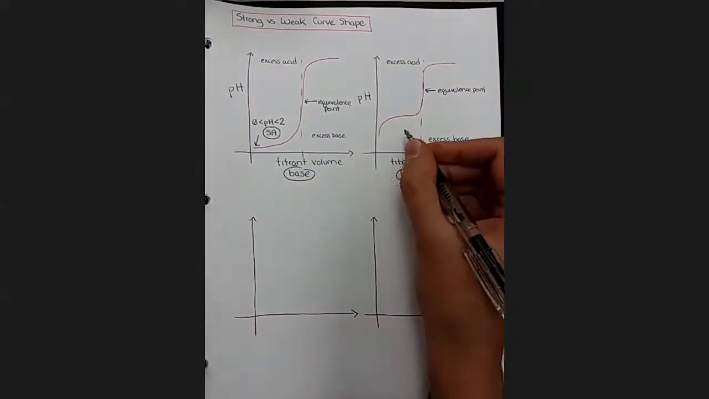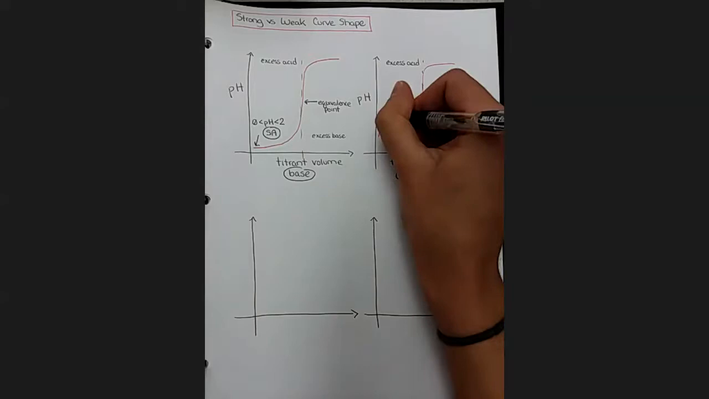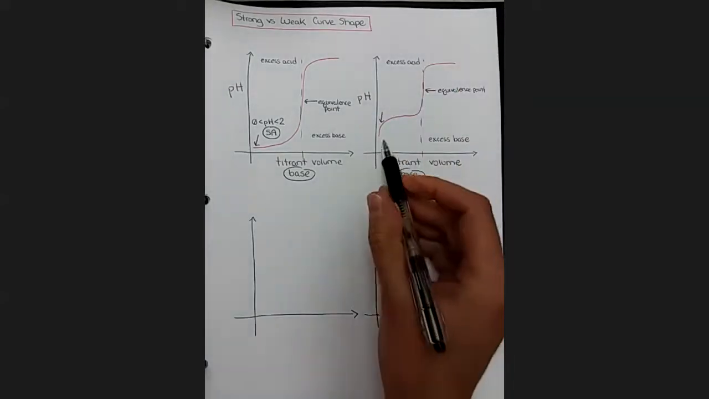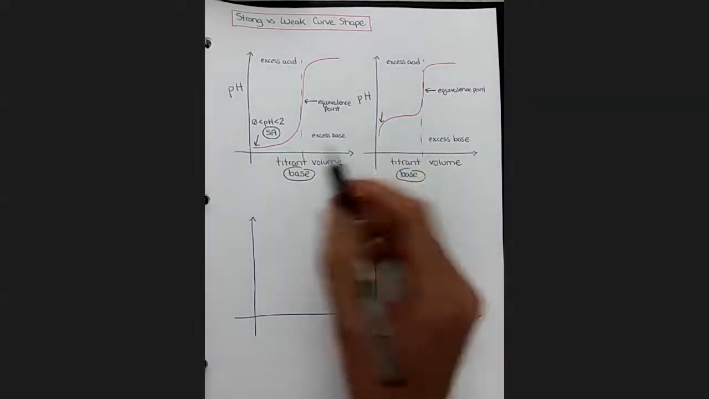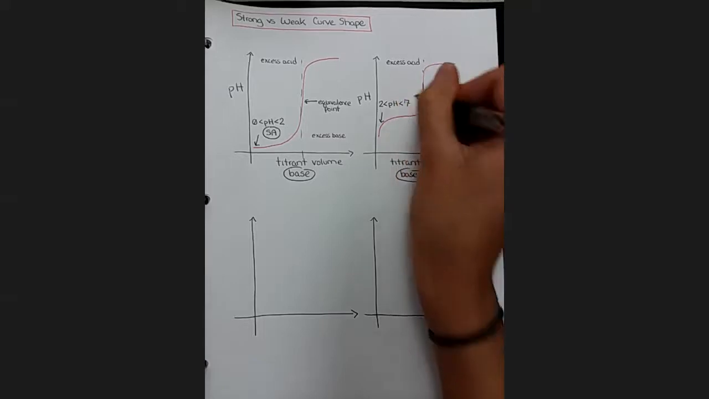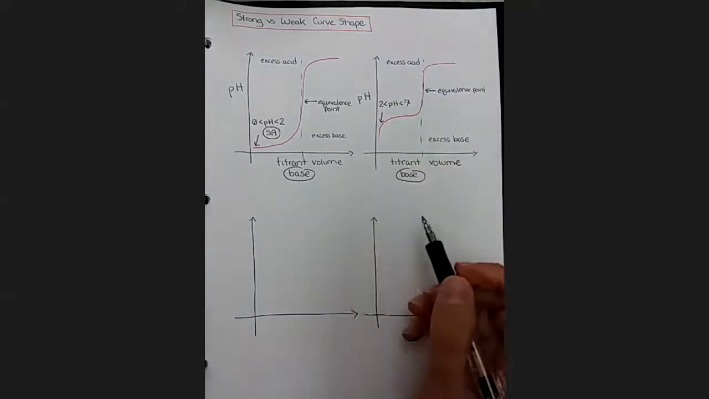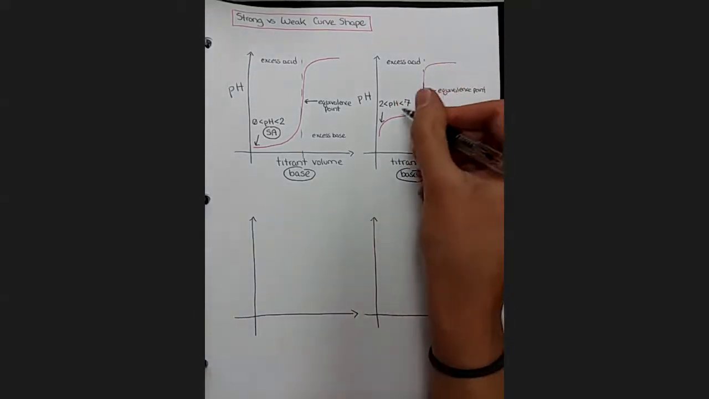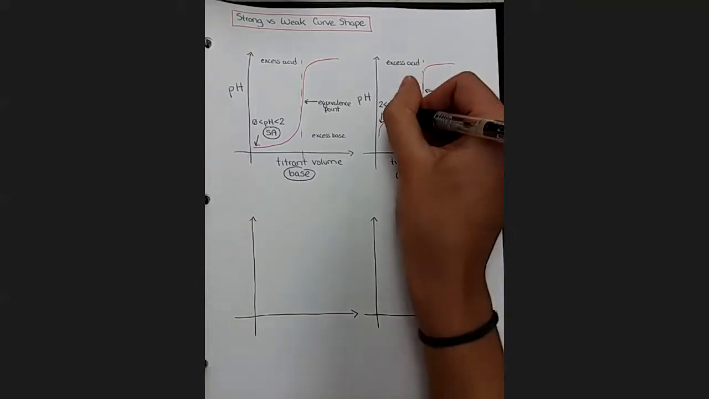Okay, over here in the left picture, the initial pH is a little bit closer to the middle than it was in the last one. We're going to say it's still on the acidic side, so it's still less than 7, but it's greater than 2. It's not all the way at the bottom of the figure, and an acid with a pH between 2 and 7 is a weak acid.